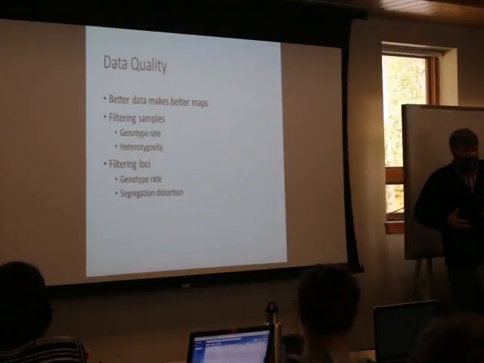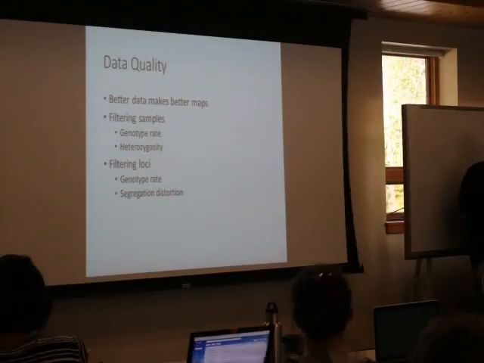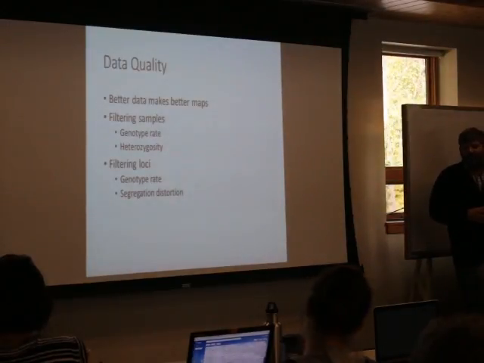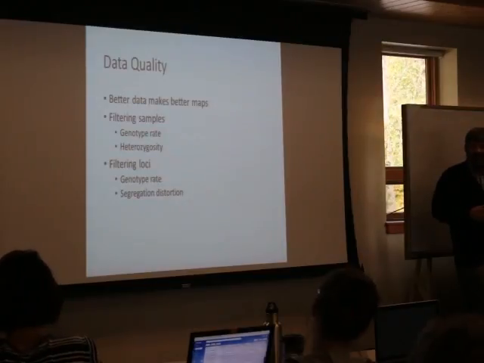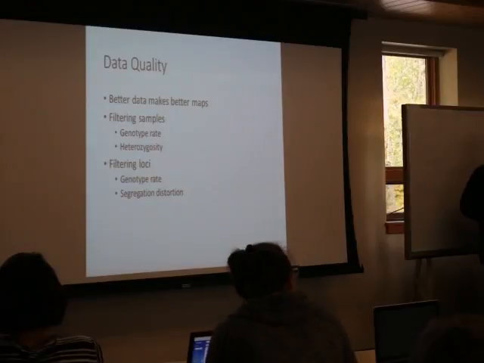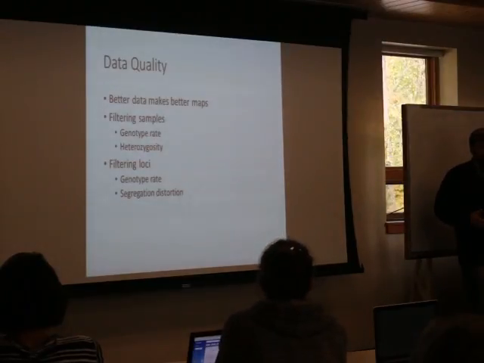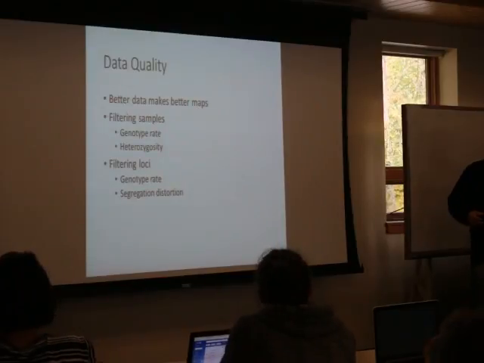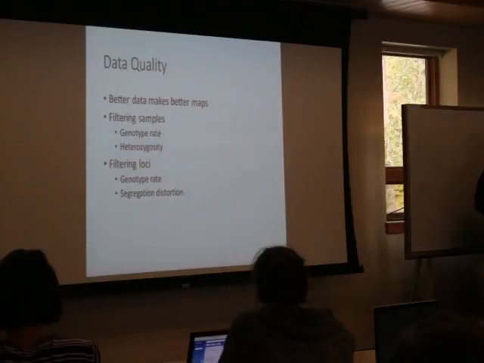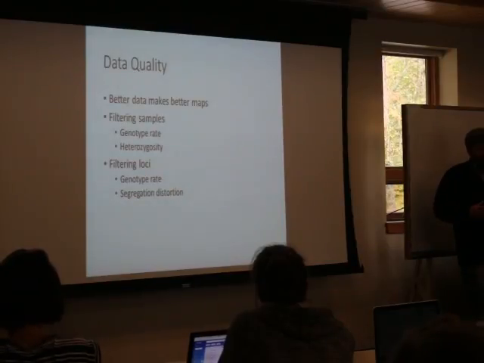We also look at heterozygosity, and we just plot heterozygosity across all of the samples and look for individuals that have unusually low heterozygosity or unusually high heterozygosity. Usually what we'll see is if a sample has a low heterozygosity, it also has a low genotype rate, and that was just because it had a low sequence amount for that individual. For filtering loci, we just filter on genotype rate, and then we can also filter on segregation distortion.